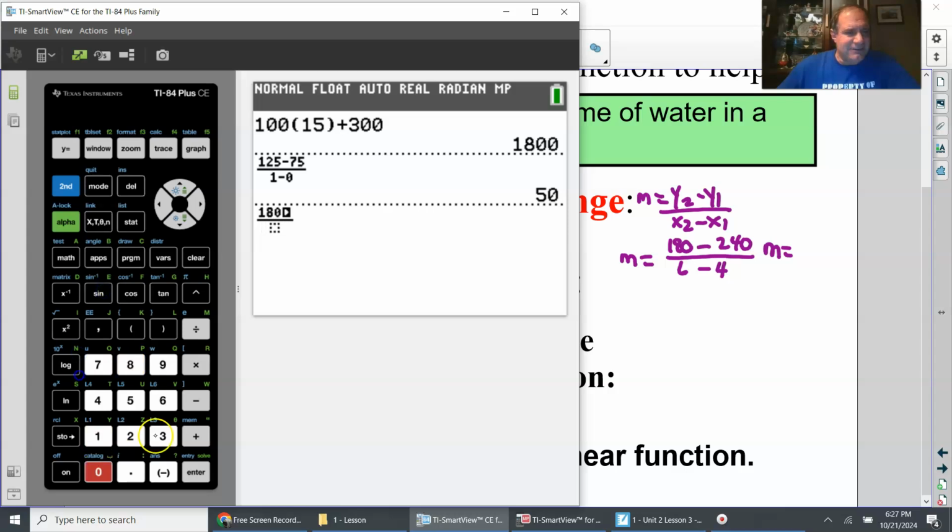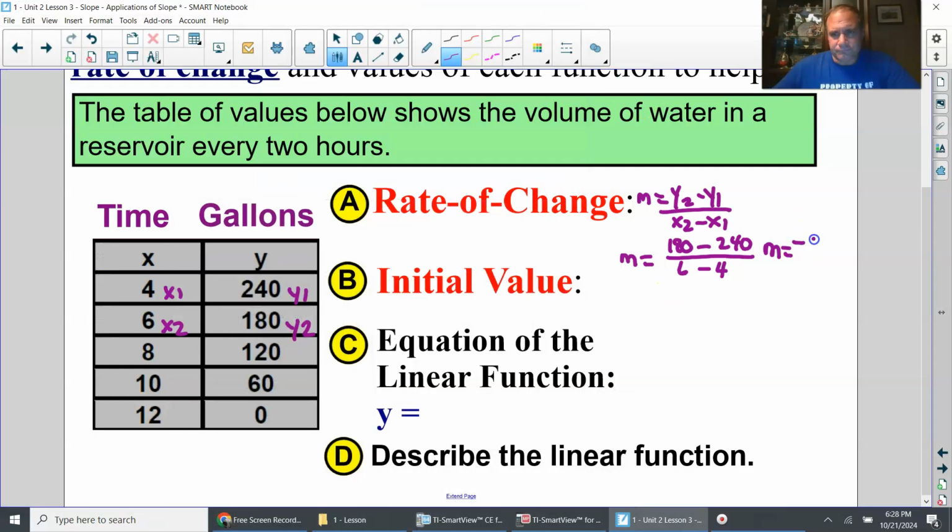And we're going to put M equals, and we'll see what we get in our calculator here. 180 minus 240, 6 minus 4. No, not 5. Delete that. 4. Enter. Negative 30. So it's losing 30 gallons. The time says hours. So per hour. Negative 30 gallons per hour.